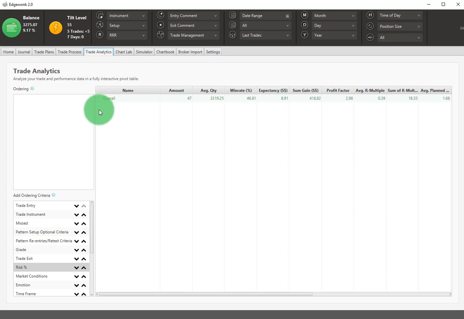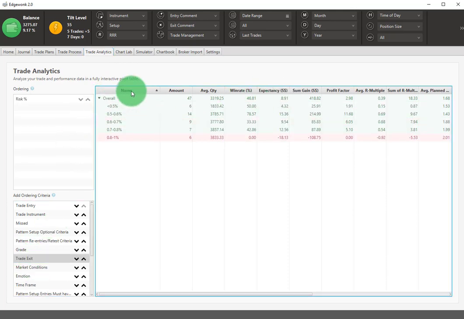So when we go to the trade analytics and we use the risk, we want to order it. So here are the different risk levels, below 0.5 all the way up to 1%. And it seems like the higher the risk, especially here the extreme high, the trader is doing much worse. So here for 6 trades, he realized a loss of $108, which in comparison to his other trades seems to be quite large. Also, the negative expectancy is much higher on those trades where he is risking a lot.